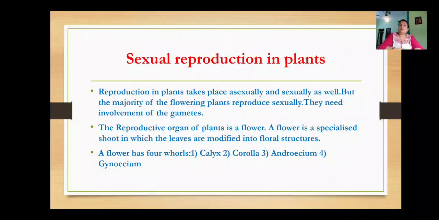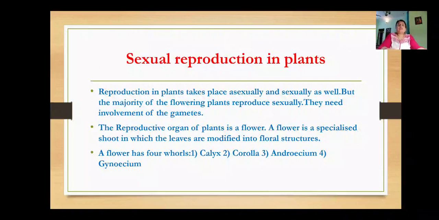Now let me tell you what gametes are. Children, gametes are the reproductive cells. In animals, the sperm is the male gamete, and the female gamete is the ovum or the egg. Similarly, in plants, the male gamete is the pollen grain and the female gamete is the ovule. The involvement of gametes is required for sexual reproduction.